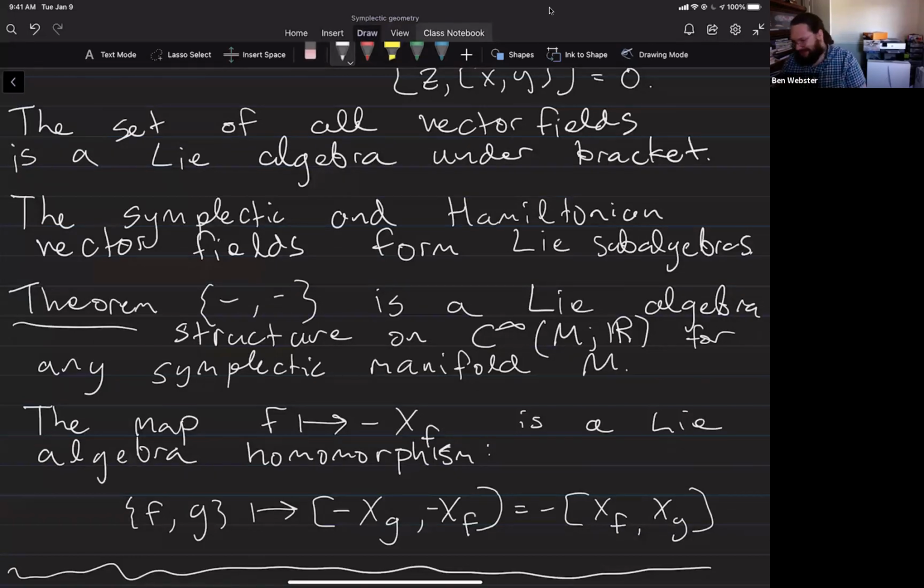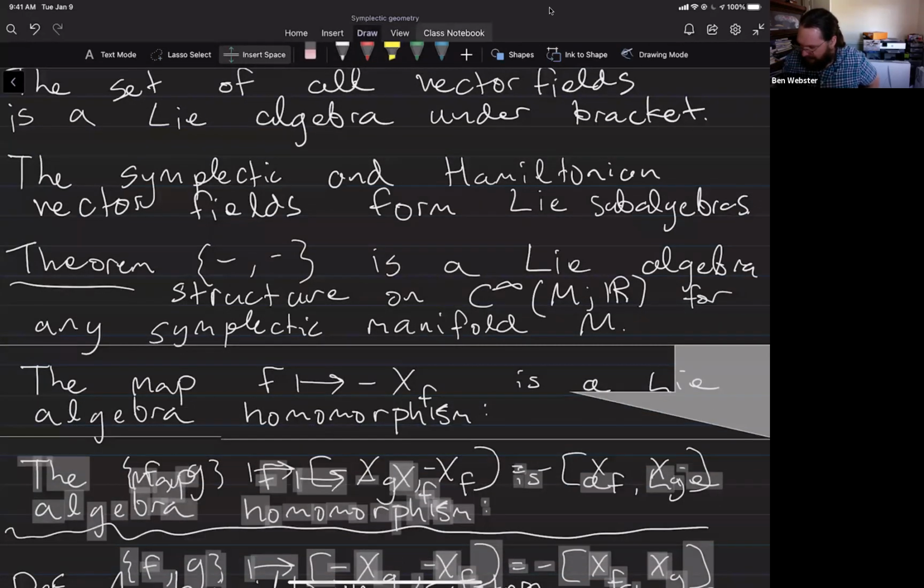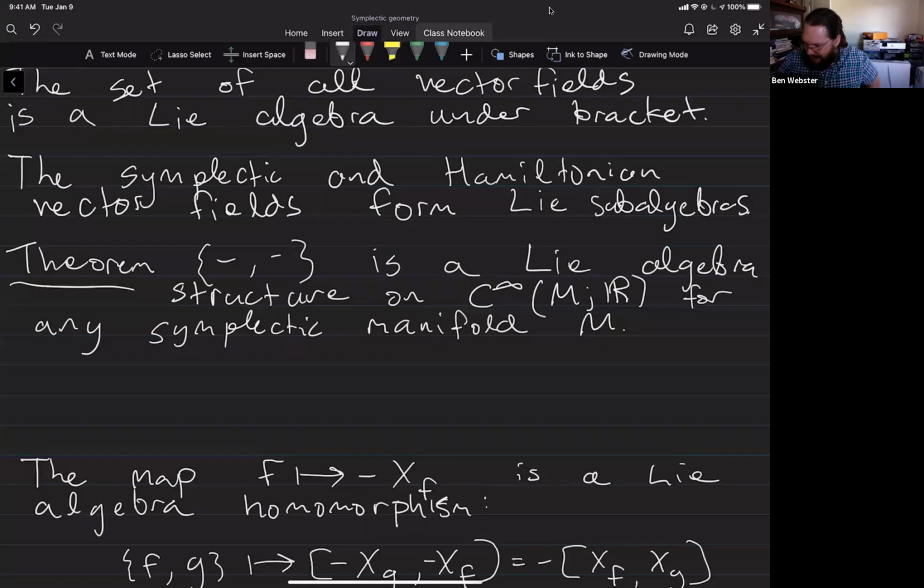Because of this annoying swapping things around in the bracket, I have to send f to minus the Hamiltonian vector field of f. And of course, I could have fixed this if I had somehow changed the definition of Hamiltonian vector field, right? And maybe I'll just mention, so what do we need to check for this?